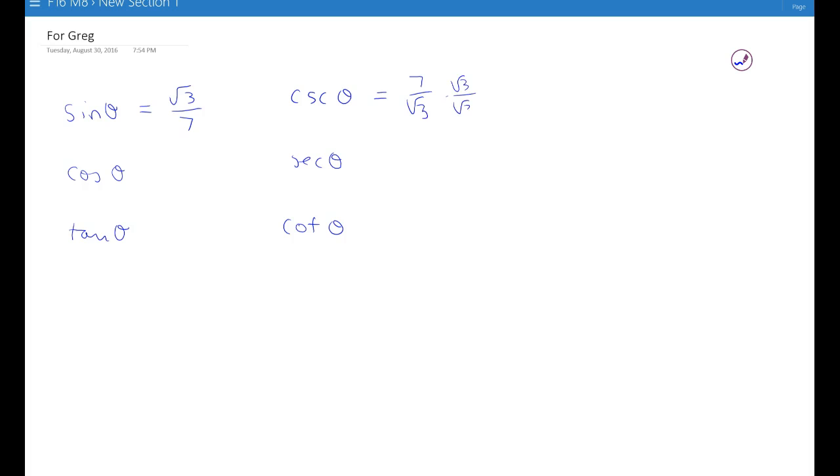instantaneously. So you're going to rationalize the denominator to get 7 root 3 over 3 for the cosecant. Yay, we're done with one.